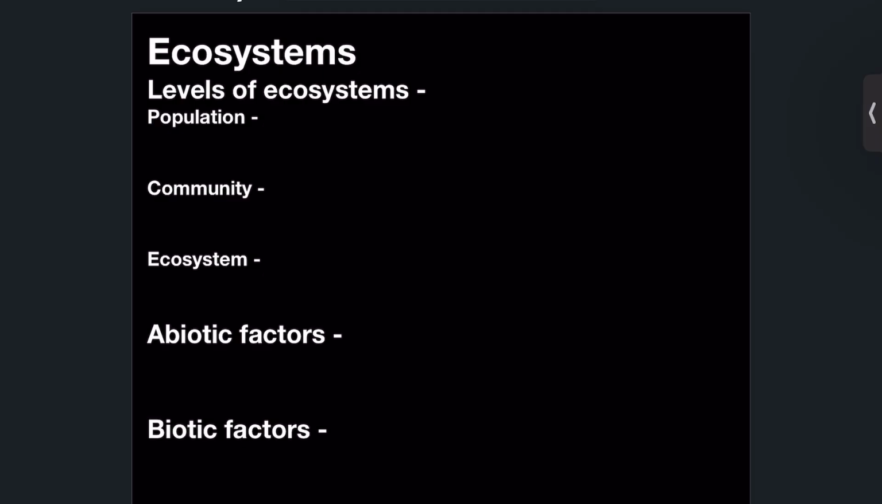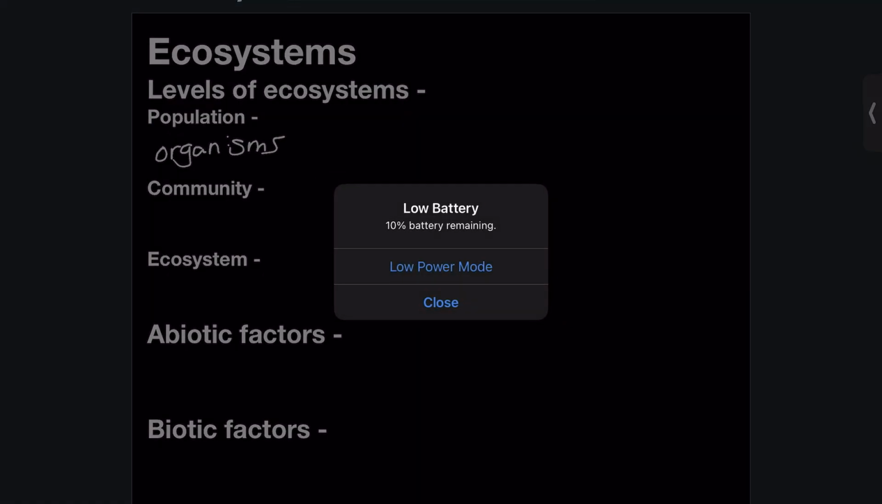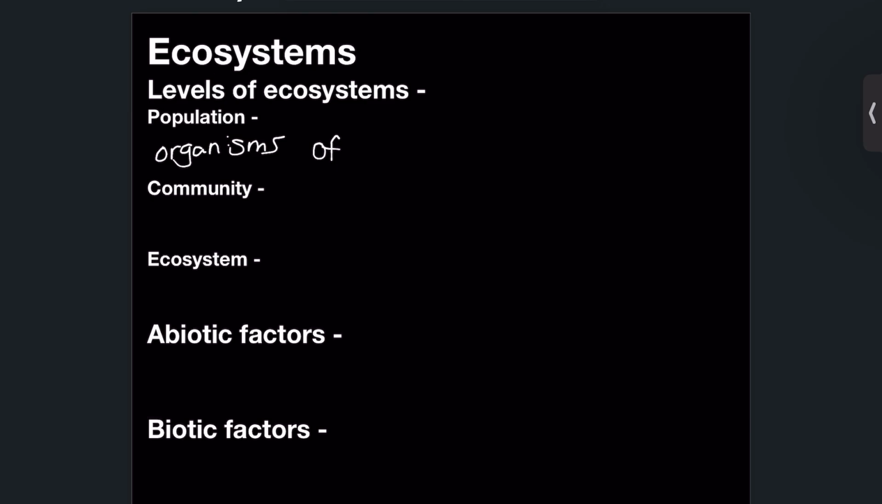So the first thing you want to know are the levels of an ecosystem, or how ecosystems are organized. The most specific one you want to remember is a population, which are all organisms of a specific species in a given area. So we'll use moose for this example. One moose would be an individual, and then multiple moose together in a given area forms your population. So all the moose in an area is your moose population.